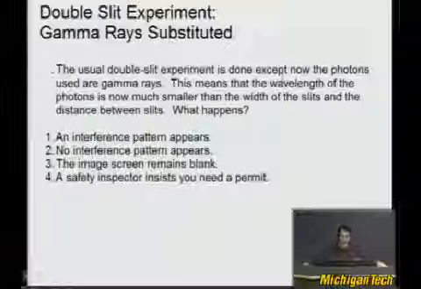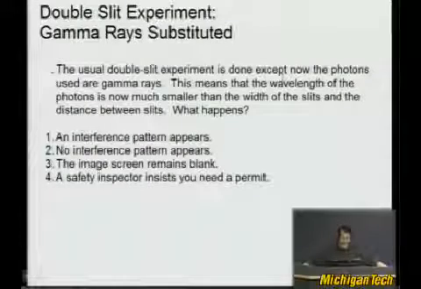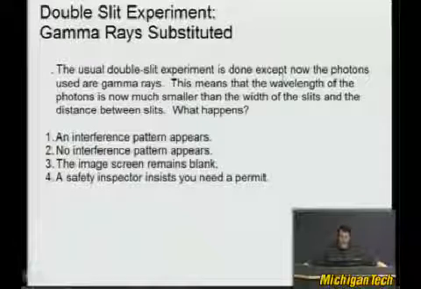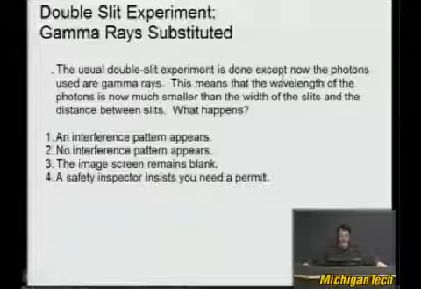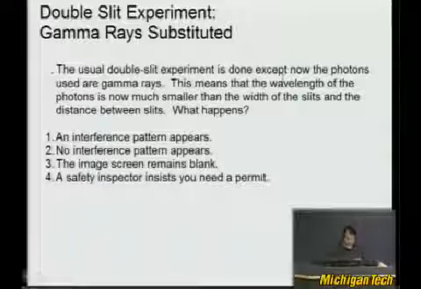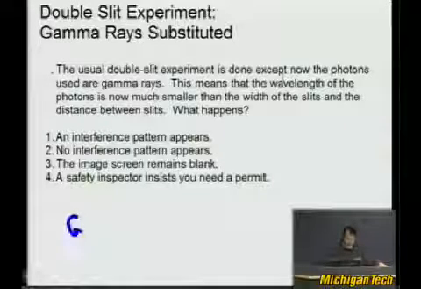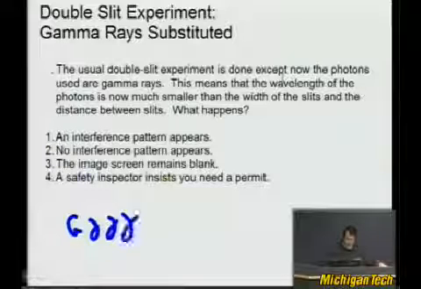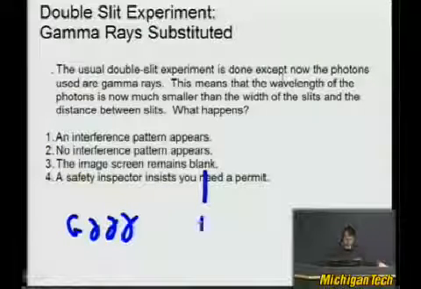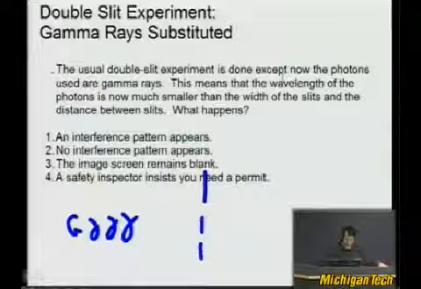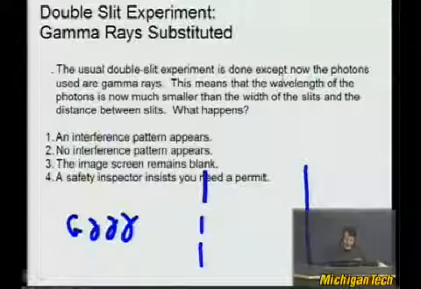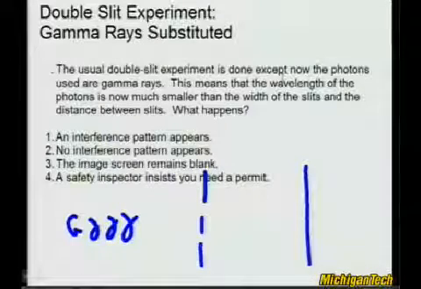Okay, welcome to the second photons video. We're going to bring in a gamma ray source. This means that the wavelength of the photons is now much smaller than the width of the slits and the distance between the slits. Here you have a gamma ray source, here you have double slits, this is the slit screen, and this is the image screen.